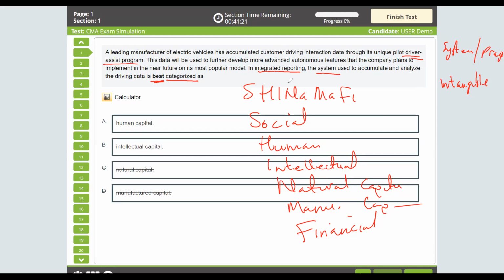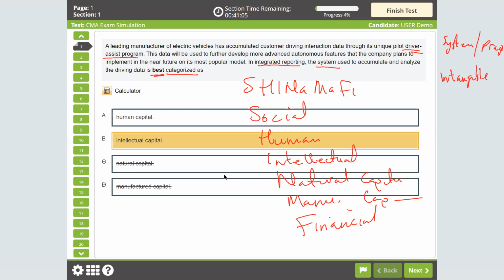So it is an intellectual property of the company. That system belongs to the company. That's why it becomes intellectual. Because human capital can be transferred, it is not intellectual property of the company. So the correct answer in this question is B, which is intellectual property. Once you answer a question, the question number changes from green to black to notify you that you have answered that question.